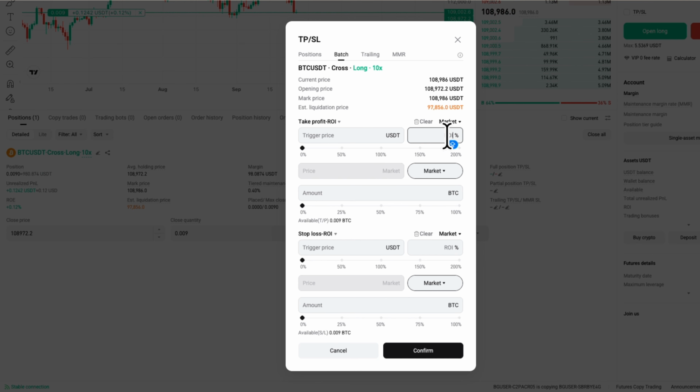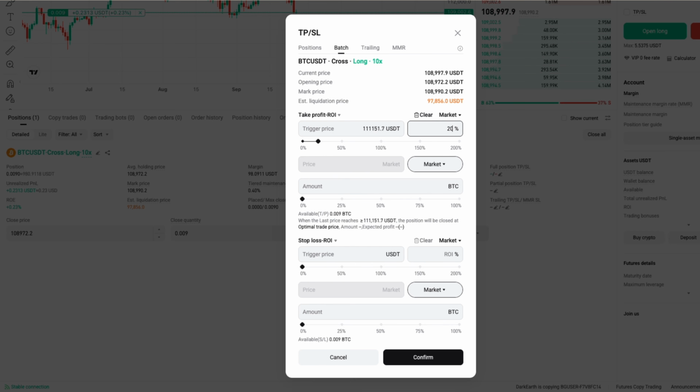So let's say, for example, I'm looking to make, let's say 20%. I'll just put 20% right here. So after you enter 20%, it will put in the price right here. So that means that this is the price at which you will make 20% profit. This is $111,151. That's the price at which you make 20% profit.